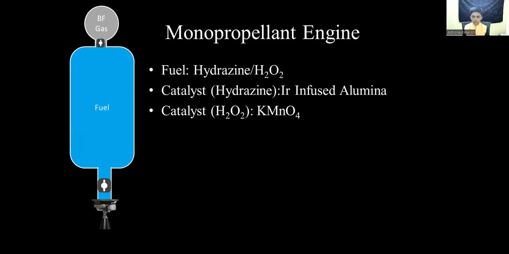Monopropellant engine is a type of liquid engine. In these engines, we use hydrazine or hydrogen peroxide as a fuel. For hydrazine, we use a catalyst such as iridium-infused alumina. A catalyst of potassium permanganate is used for a hydrogen peroxide fuel.